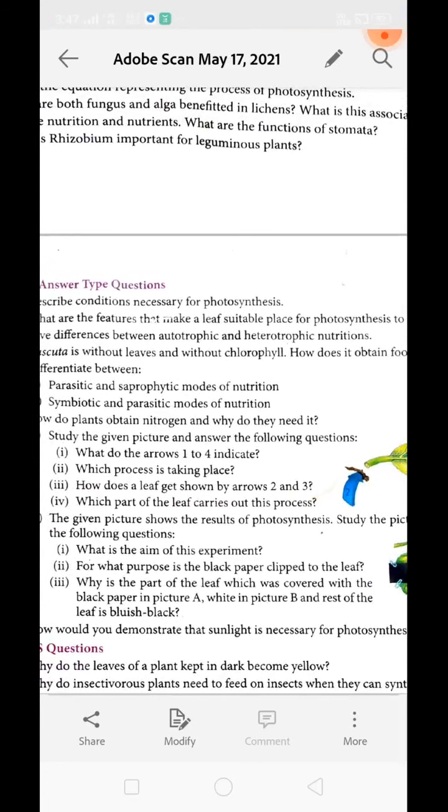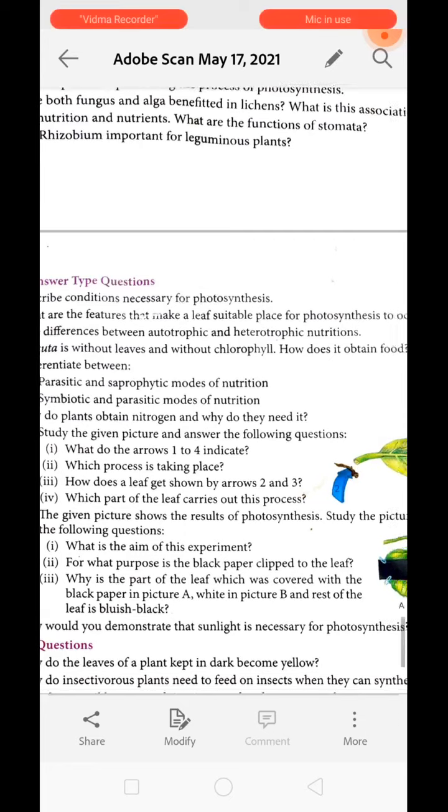Second question, which process is taking place? Photosynthesis is taking place. Third question, how does a leaf get what is shown by arrows 2 and 3?